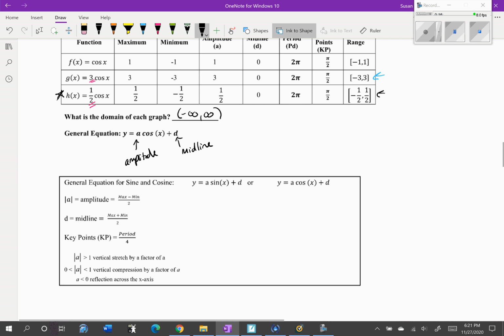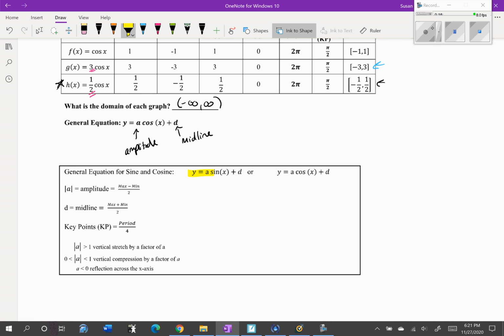So our general equations for sine and cosine are as follows. y equals a sine of x plus d. Notice the d is on the outside of what you're taking the sine of. And y equals a cosine x plus d, same thing. So the absolute value of a is the amplitude, because remember amplitude can't be negative, and this is the formula. Here's the midline formula. Key points are always the period divided by 4.